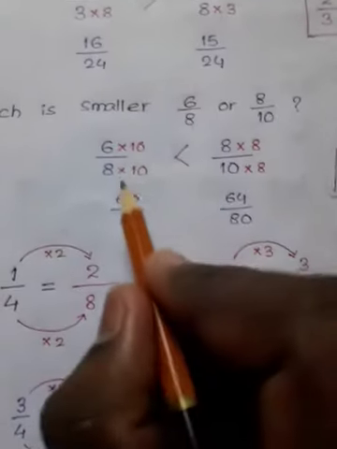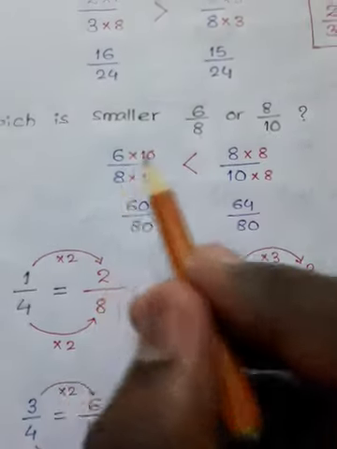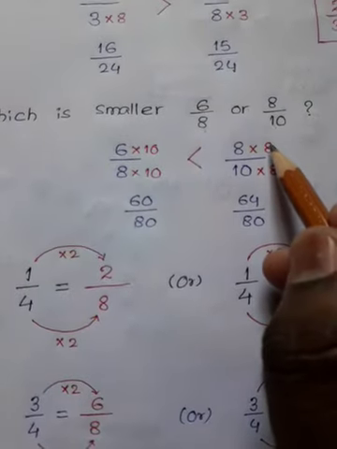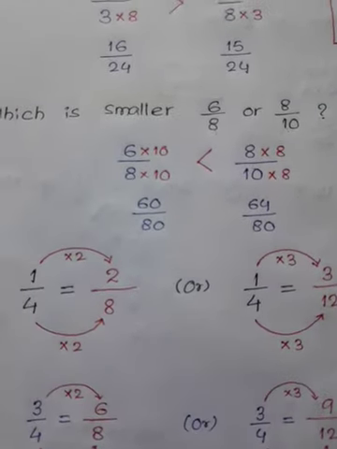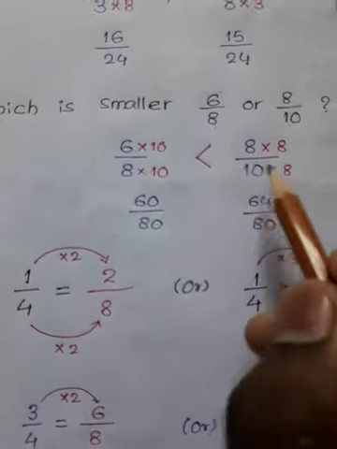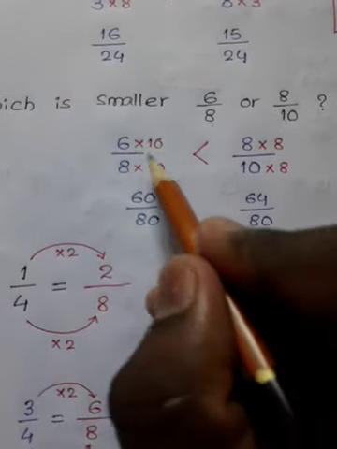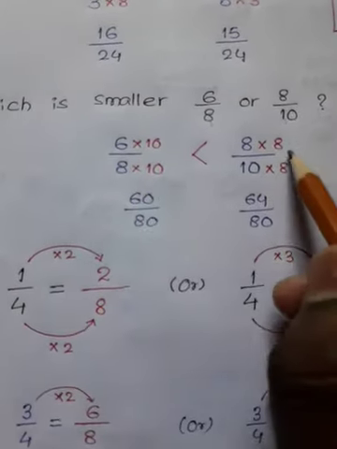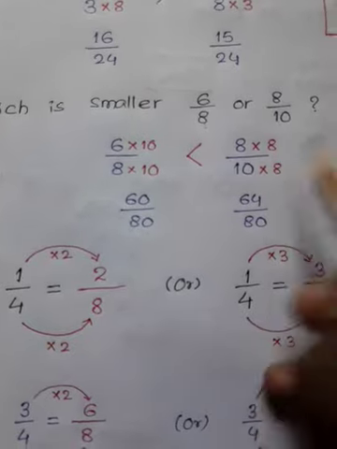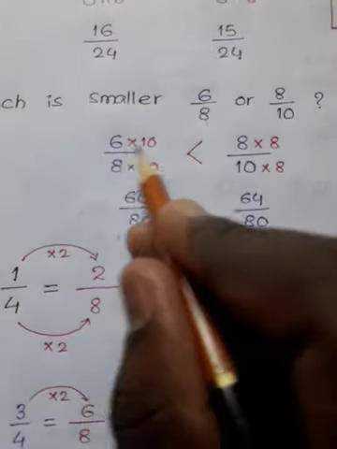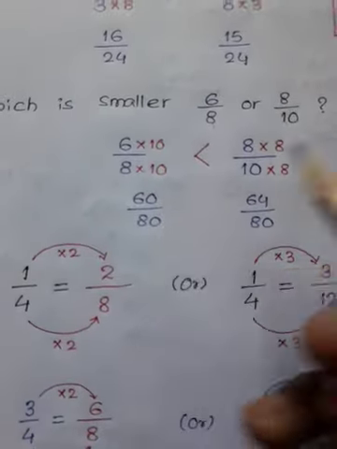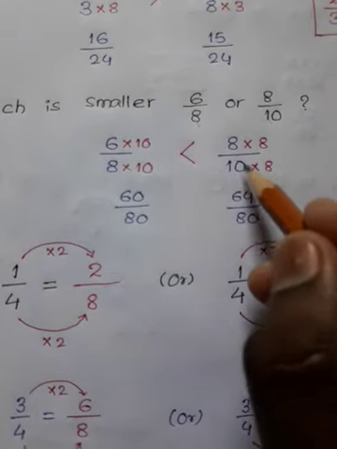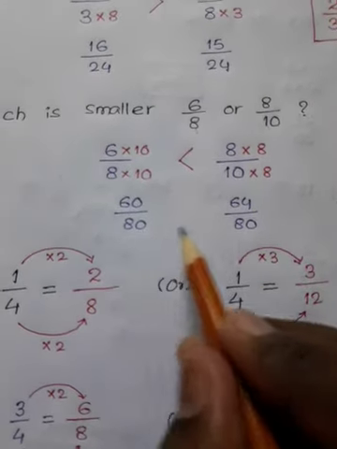Okay. Similarly, whatever denominator the first fraction has, that number you have to multiply up and down to the second fraction. So cross multiply, that means 10 you have to multiply up and down to the first fraction. 8 you have to multiply up and down to the second fraction. Opposite. Now 10 6s are 60, 10 8s are 80, 8 8s are 64, 10 8s are 80. Now the denominators are same.